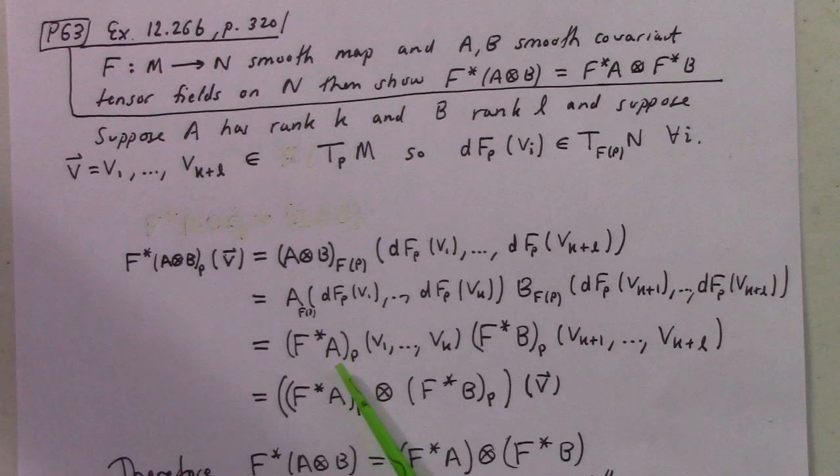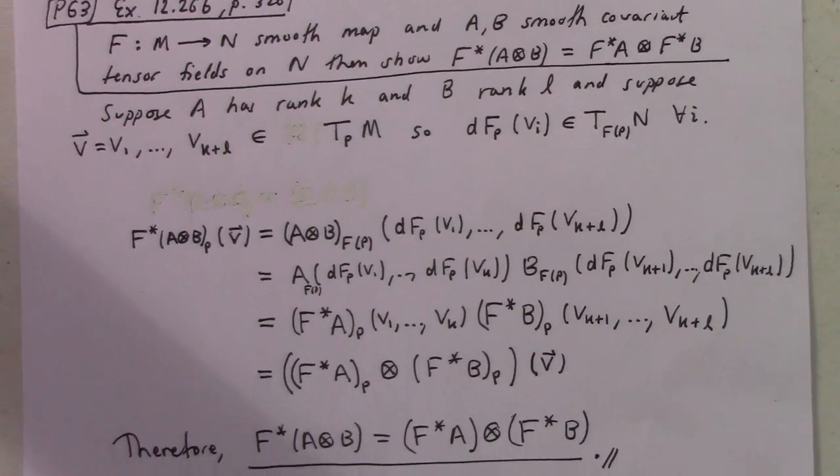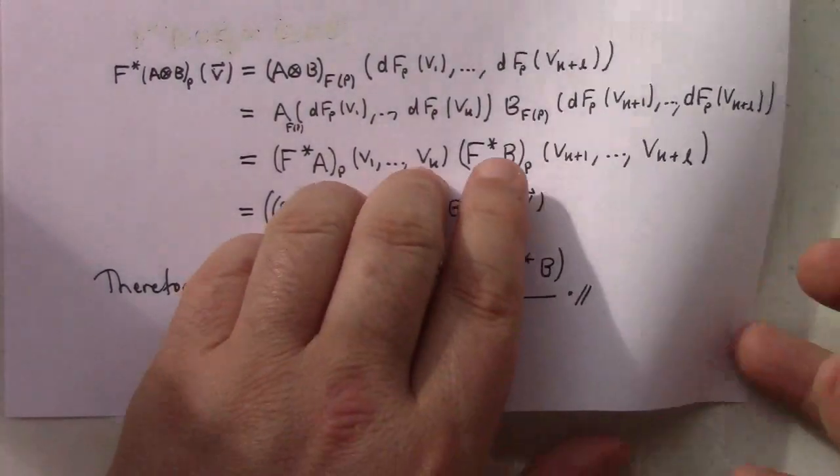But that's nothing more than the pullback of A and the pullback of B acting on the tuples of vectors, which then, by the definition of the tensor product of these guys, I pull the V out like so. And lo and behold, approved. All right, so anyway.